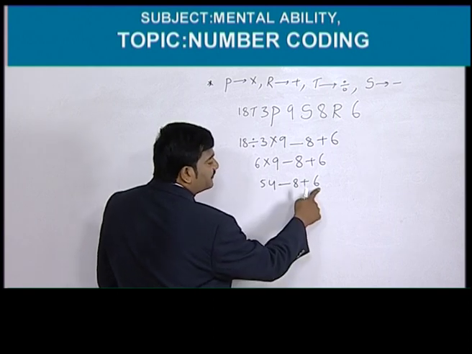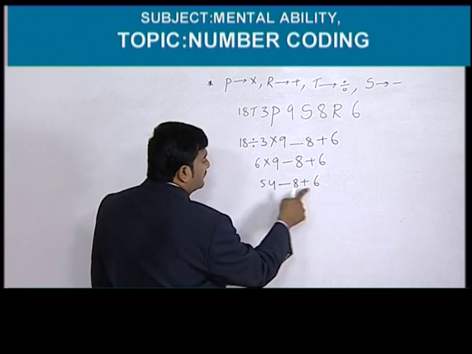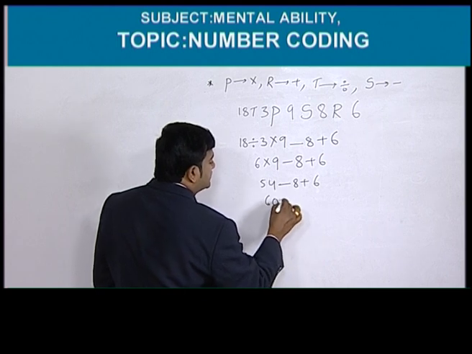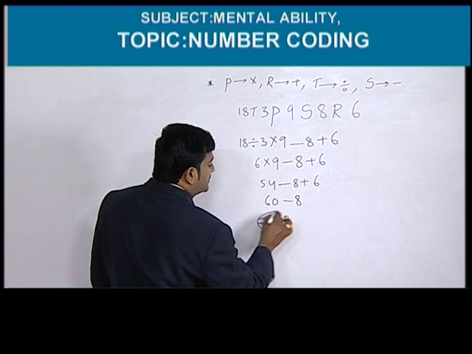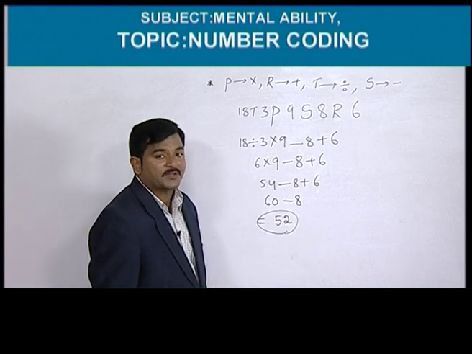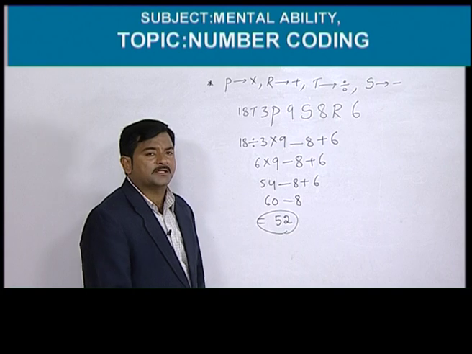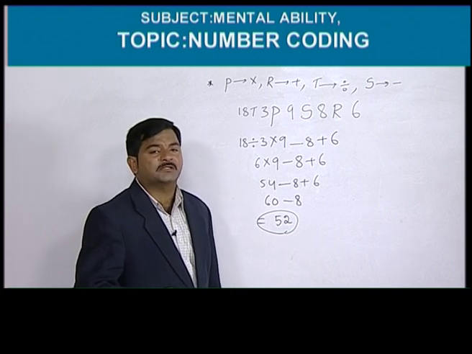Here plus is there, here also plus is there. That's why 54 plus 6 is 60. 60 minus 8, how much am I getting? 52. Hence the final answer is 52. There is nothing else in that. It is the concept of mathematical coding.